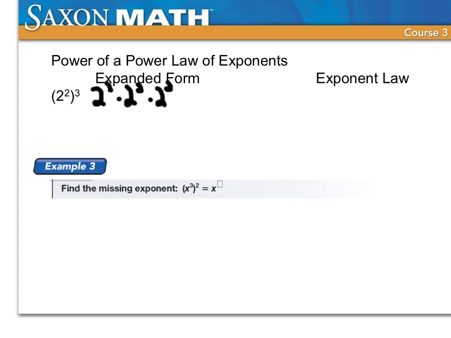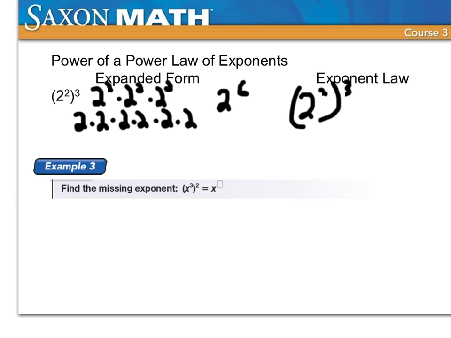Well, let's break that down more. That means it's 2 times 2 times 2 times 2 times 2 times 2. Well, if I want to simplify that, there are 1, 2, 3, 4, 5, 6 2's. So that's 2 to the 6th power. Alright, so now let's look at my exponent law. 2 squared to the third power, we ended up with 2 to the 6th.